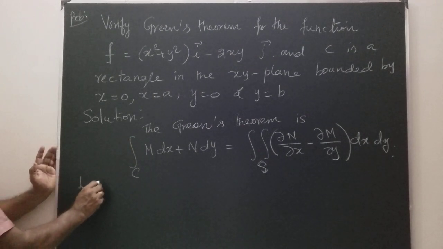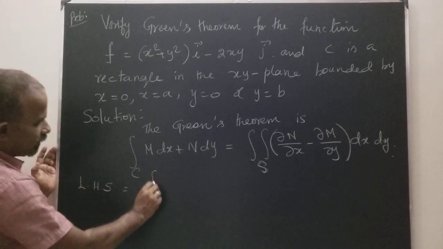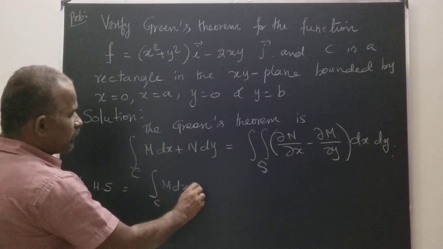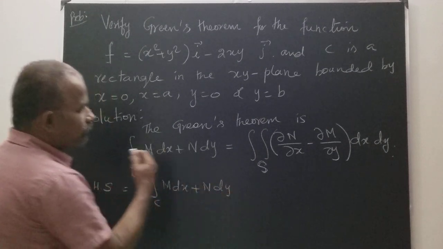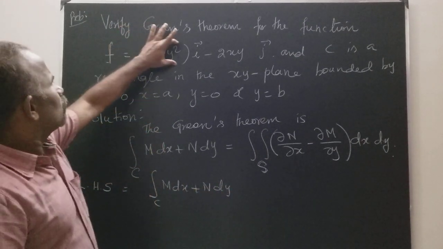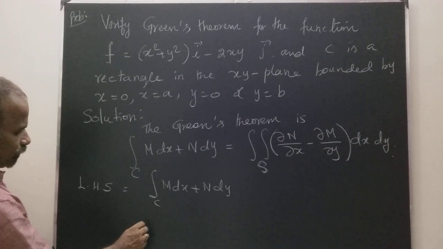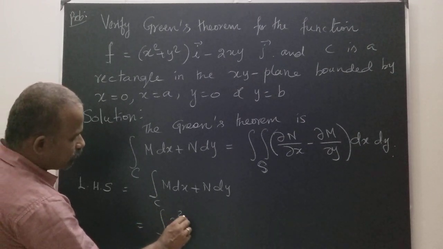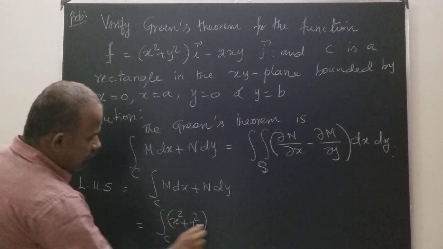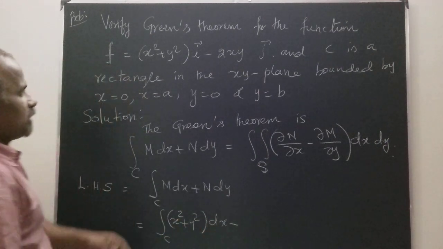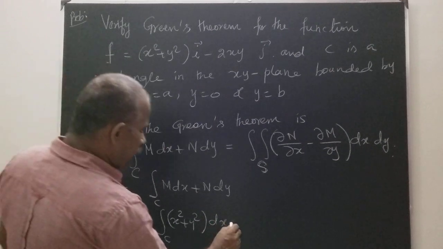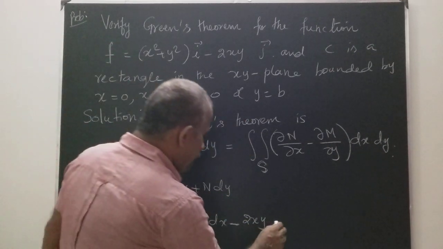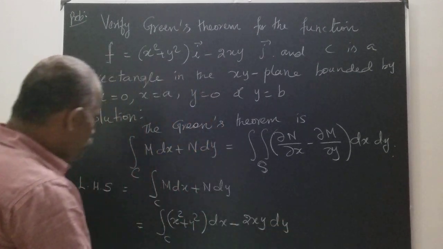Now the left hand side is equal to integral over C of m dx plus n dy. M is equal to x square plus y square, so the integral over C of (x square plus y square) dx, and N is equal to minus 2xy into dy, over C.